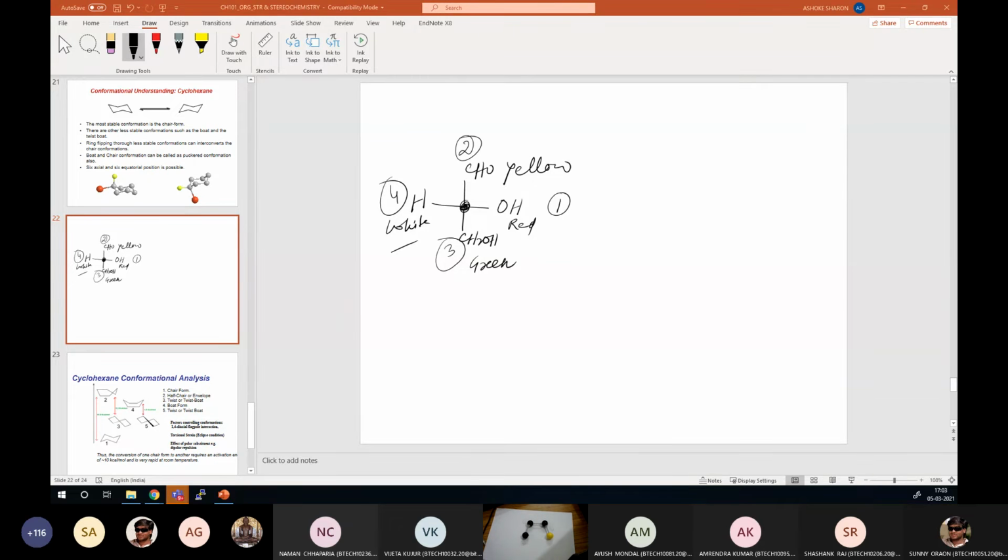Now tell me one question. You have a total of 4 atoms. How many planes can we draw? Using these 4 points, 1, 2, 3, 4, how many planes can we draw? 6 planes. How?